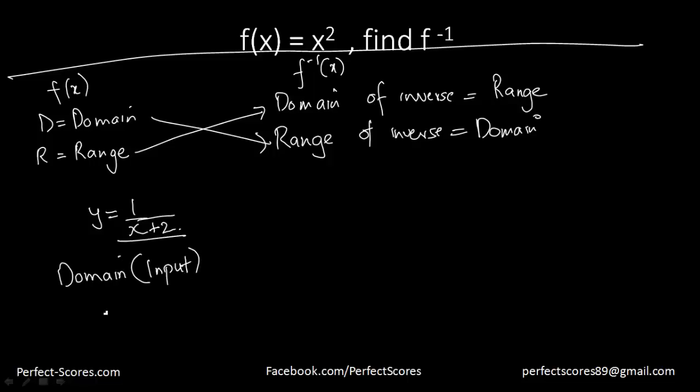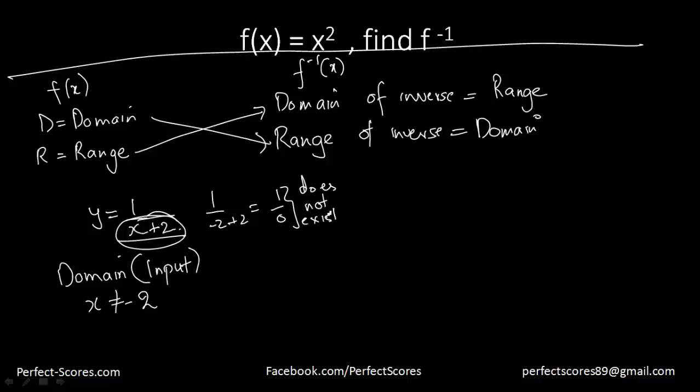Now, as you can see over here, x cannot be equal to negative 2, isn't it? x cannot be equal to negative 2, because 1 over negative 2 plus 2 will give you 1 over 0, which is something that does not exist. It's an infinite thing, right? It does not exist. So the excluded input is negative 2.